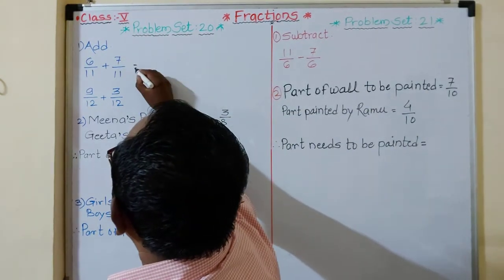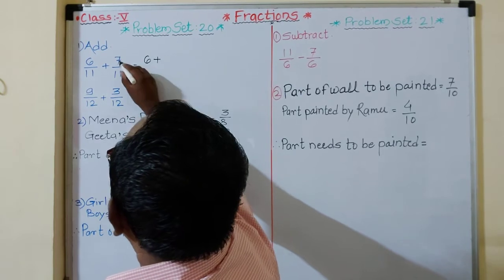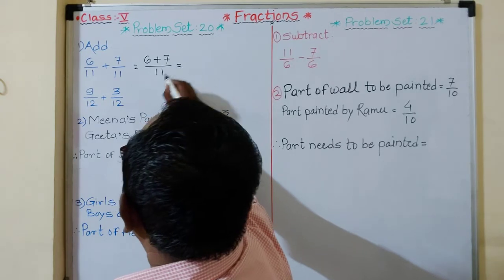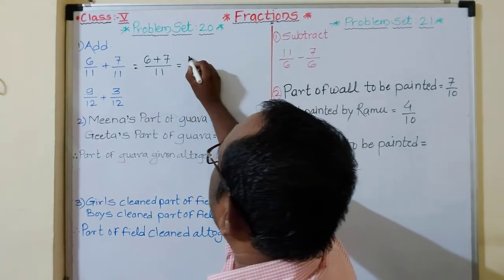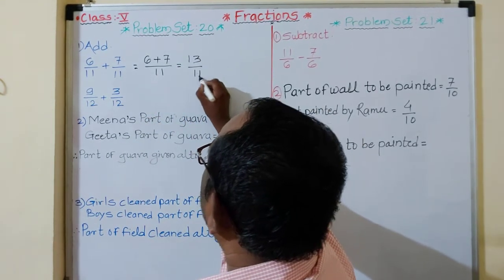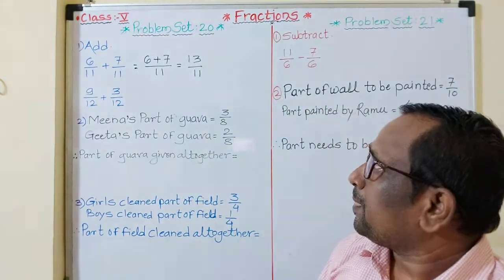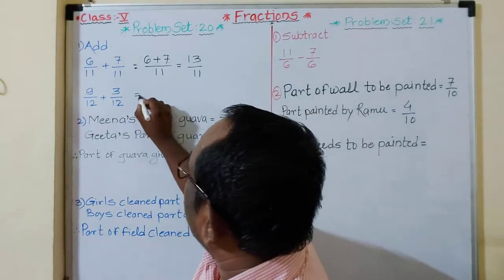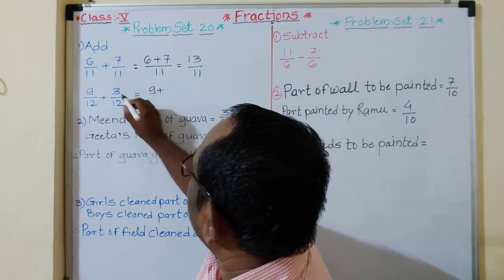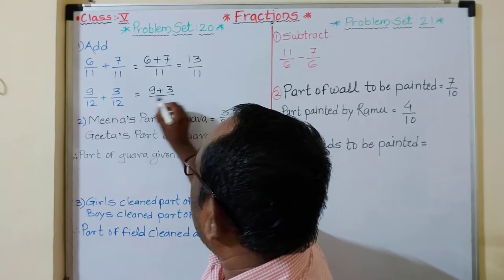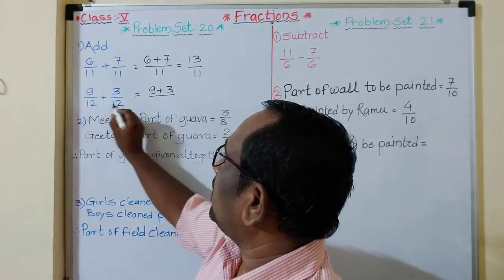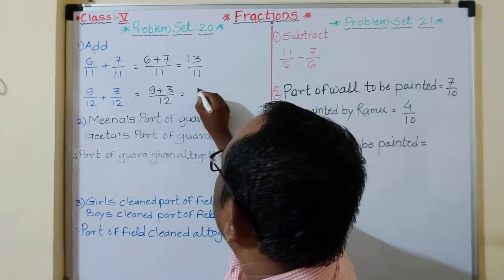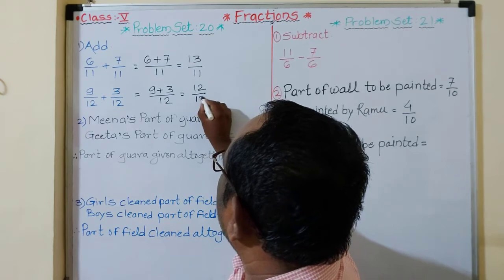First numerator 6 plus the second fraction's numerator 7 upon 11. Here we get the answer 13 upon 11. Now same, second example: 9 is the numerator plus 3 is the numerator of the second fraction, upon the denominator, both are 12, so we have to write 12. And 9 plus 3, that is 12, and 12.